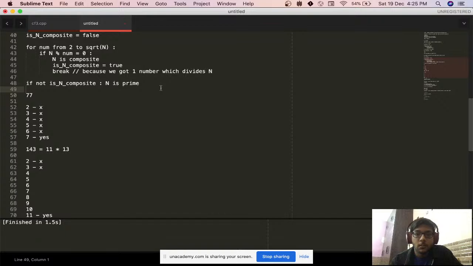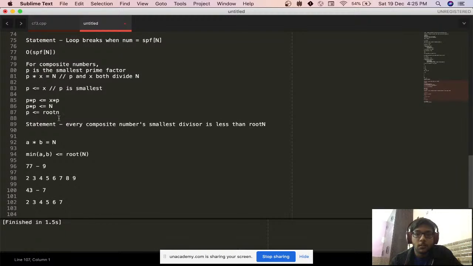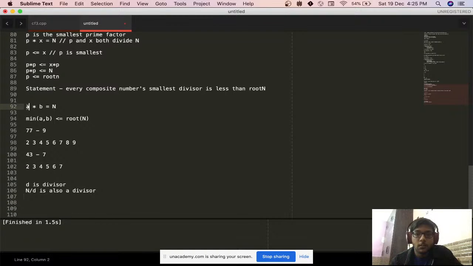Because let's say if d divides n, there is a divisor d of n, then n by d is also a divisor of n, right? So divisors always come in pairs. D is a divisor, and so n by d is also a divisor, right? That's pretty trivial. But I'd like you to remember that if d is a divisor, n by d is also a divisor, they come in pairs. Just like here, if a is a divisor, then b is also a divisor.